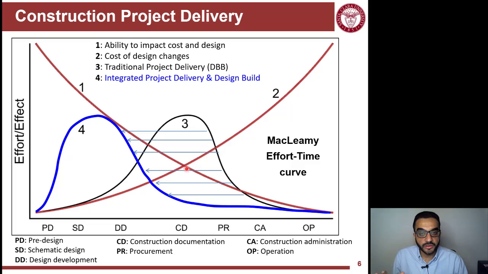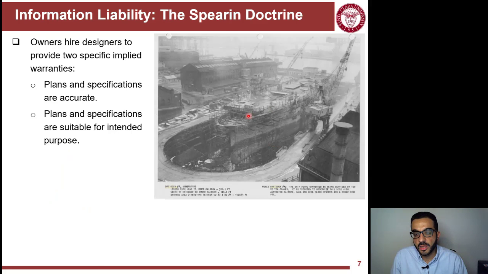So that's one thing. You need to think about how much impact you have on the cost, and the implications of the changes you make, and how that impact changes over time over the project. You need to shift your effort curve as much as you can to be early on, so you have more impact on the outcome of the project. Another thing is liability, so information liability.